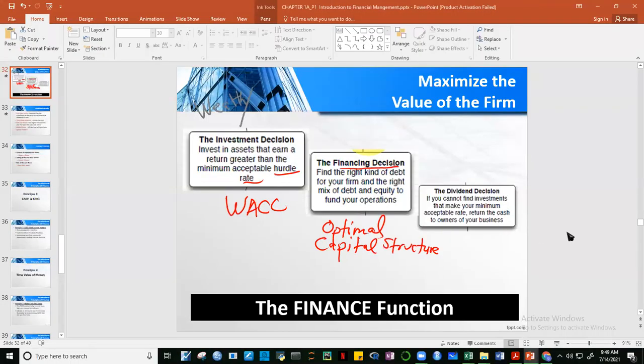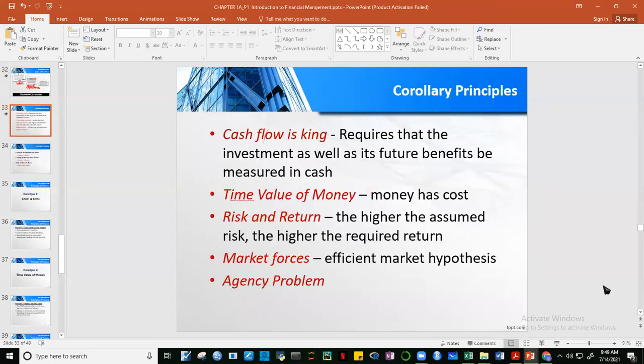The dividend decision, guys, we said it's important for the firm to determine how many percent to distribute as dividends, which we call the dividend payout ratio, and how much of the proportion of the net income after tax is retained, or that's the retention ratio. So these three are the very important functions of finance.